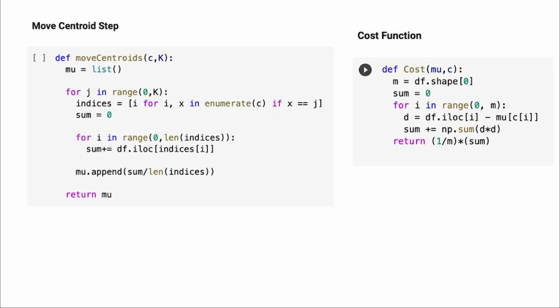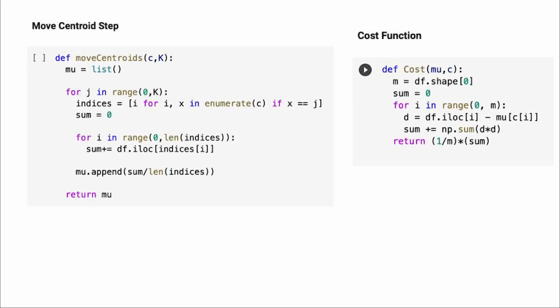So what do we do after that? In the cluster assignment step, we went to every training example, so it went from 0 to m minus 1. Now we will go to every cluster centroid. This is the turn of the centroids. So we will go to k cluster centroids, that is 0 to k minus 1, and we have that loop here. And in that loop, the first line is indices = [i for i, x in enumerate(C) if x == j].